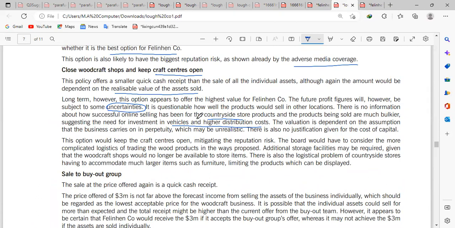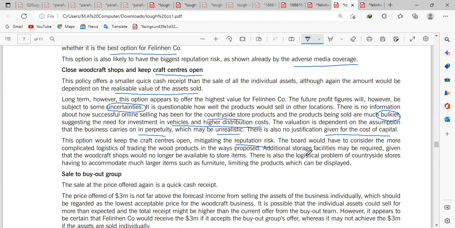The examiner is saying there is no information about how successful online selling has been for the countryside stores and the products. And the products being sold are much bulkier, suggesting the need for investments in vehicles and higher distribution costs. The valuation is dependent upon the assumption that the business carries on in perpetuity, which may be unrealistic. There is no justification given for the cost of capital. This option would keep the craft centers open, mitigating the reputation risk. The board would have to consider the more complicated logistics for trading the wood products in the ways proposed.